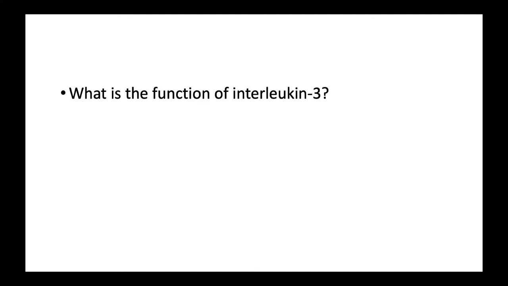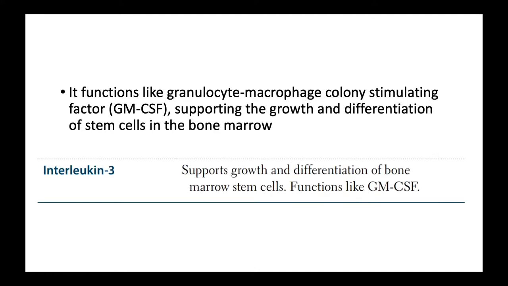So interleukin 3, we actually have not discussed this, but I want to tell you that you all know GM-CSF, granulocyte-monocyte colony stimulating factor. This interleukin can also act on bone marrow in the same way GM-CSF does, and it can promote the proliferation and differentiation of stem cells into granulocytes and monocytes. So along with GM-CSF, interleukin 3 is important to know.